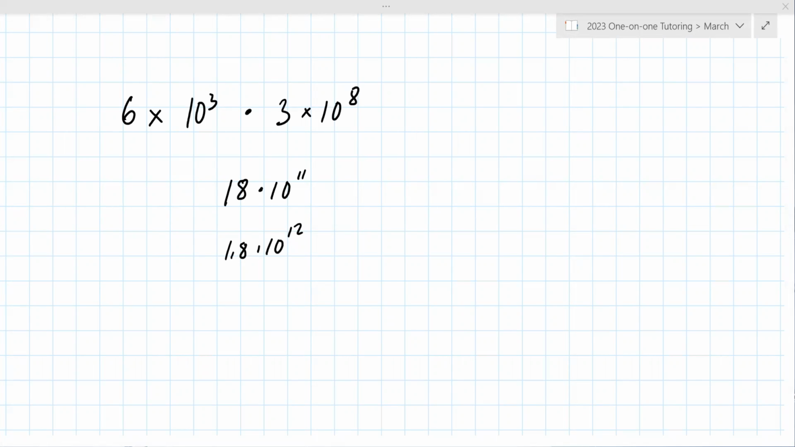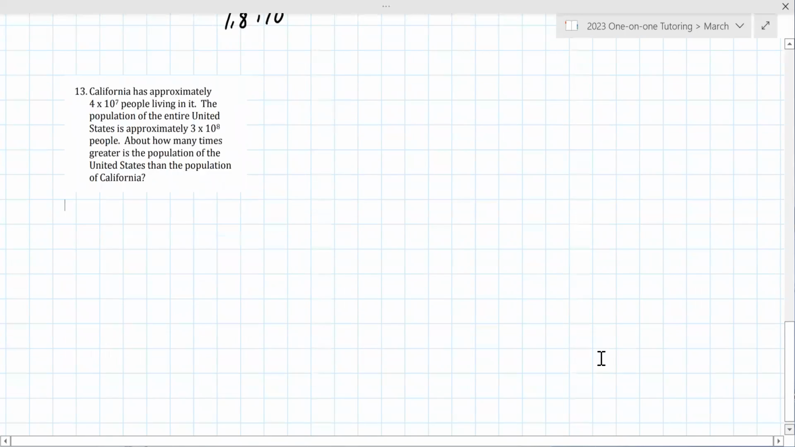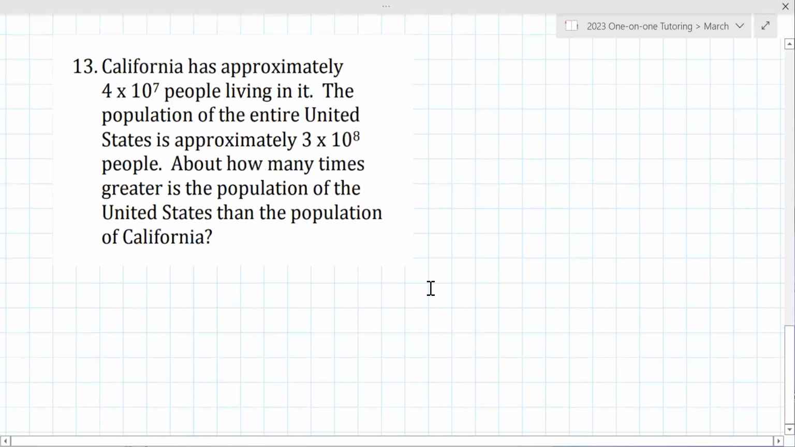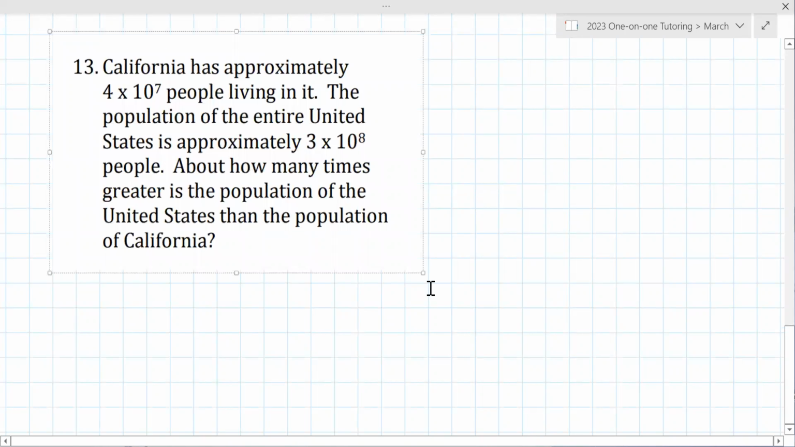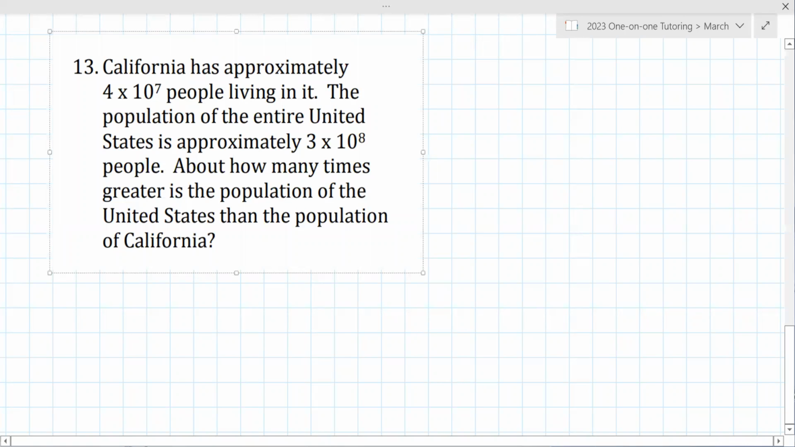All right, California has approximately 4 times 10 to the 7th people living in it. The population of the entire United States is approximately 3 times 10 to the 8th people. About how many times greater is the population of the United States than that of the population of California? So how then would you do it? It would be the US divided by California.